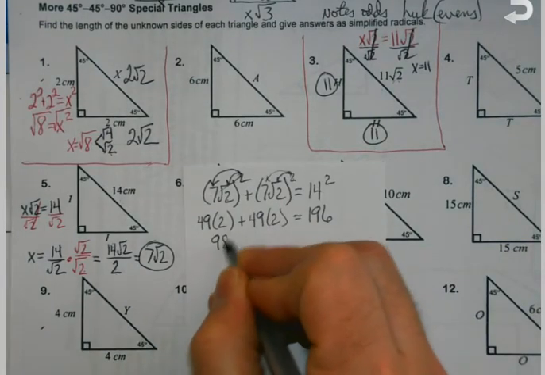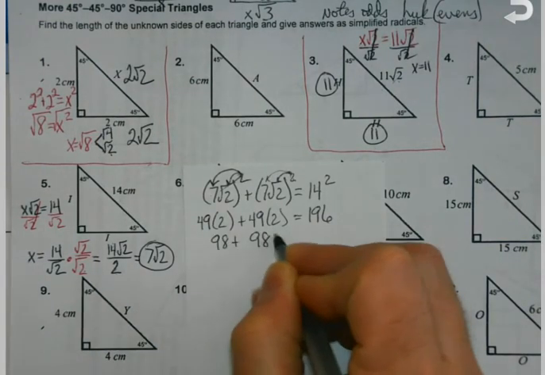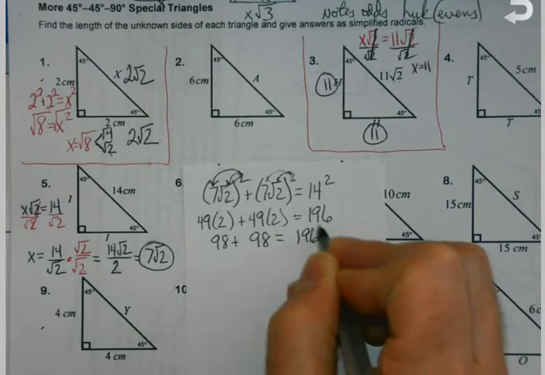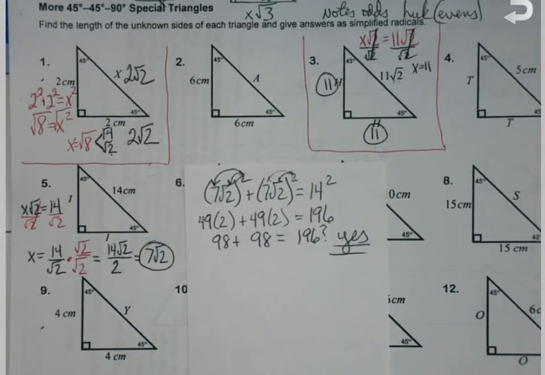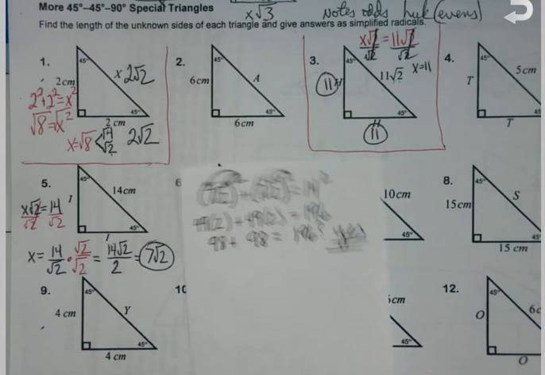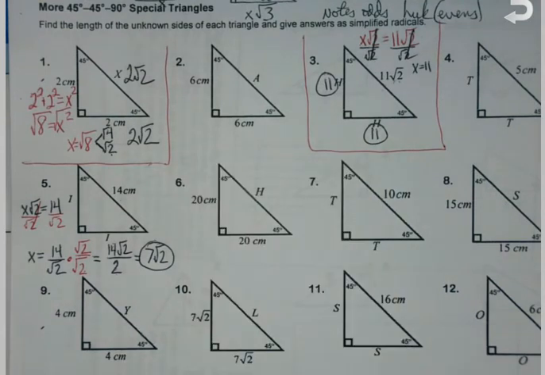So is 98 plus 98 equal 196? If it does, I've done the work right. If it doesn't, I probably did some little small error somewhere. But that's how we're going to have to deal with some of these things. We're going to have to feel comfortable and work with radicals to make this work out. So that's a little bit of background on how some of these are going to work.